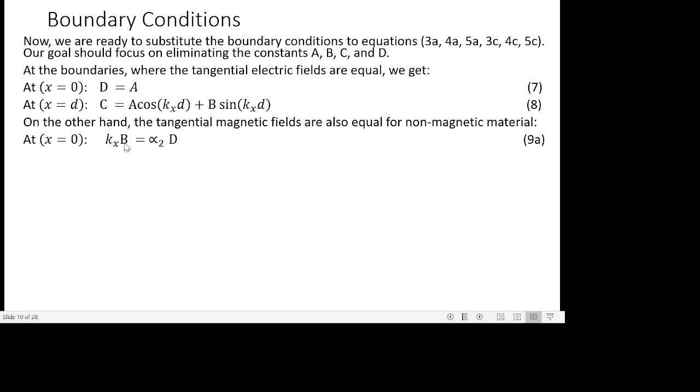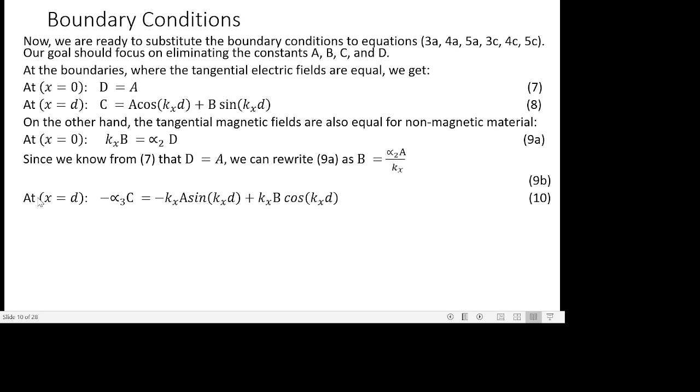And as a result, we got this equation. And then if we rewrite this equation, we are going to get b equals to this one. And we are going to apply the boundary condition for the upper interface again for the magnetic field, tangential magnetic field. And we will get this.